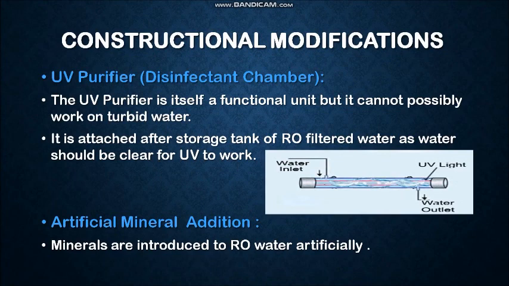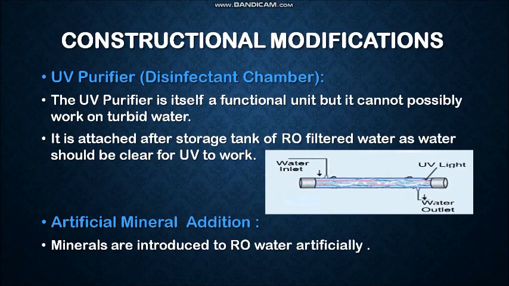Constructional modifications. There are several constructional modifications of an RO plant. Among all of them, two have been discussed here: UV purifier and artificial mineral addition chamber. UV purifier is also known as disinfectant chamber, as all the microorganisms, especially bacteria, which have been left after the RO treatment will be treated in the UV chamber and killed.